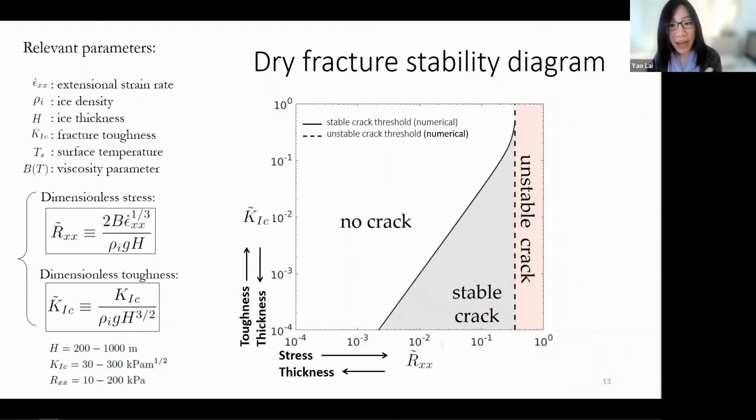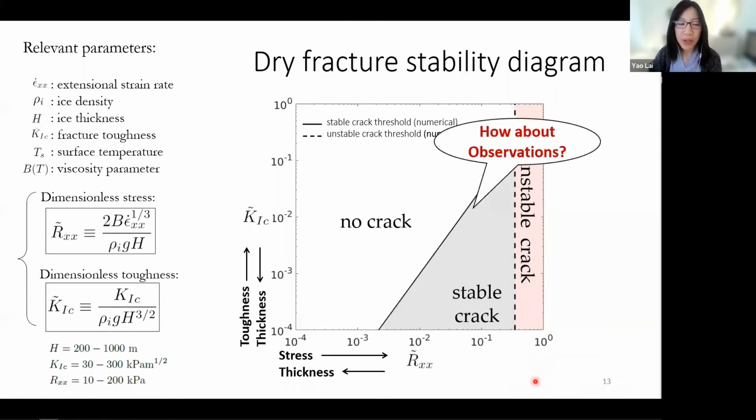So depending on the value of these two dimensionless parameters, we have 3 different outcomes of the fractures. There can be no fractures. The fracture can have a stable depth. It can also be unstable. And next, we want to compare this with observations.